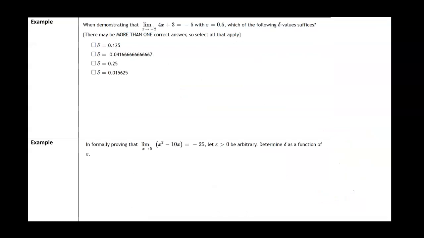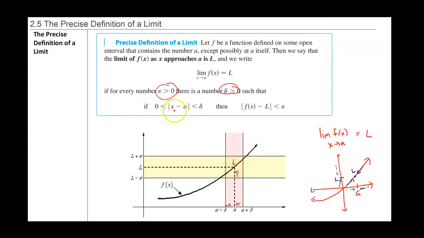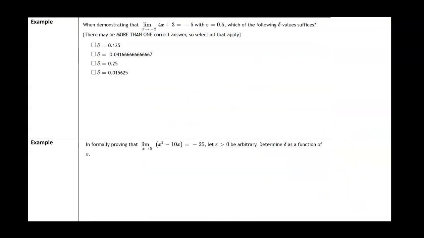Here's an example. When demonstrating that the limit of 4x plus 3 as x approaches negative 2 equals negative 5, with epsilon equals 5, which of the following delta values suffice? Now, looking at this, it looks kind of scary, like how do you even start this? But we always start with the precise definition of a limit, which says if 0 is less than the absolute value of x minus a less than delta, then the absolute value of f of x minus L is less than epsilon. So let's use that. Let's focus on this part, the x minus a. So a is going to be the value that x approaches, and our limit is going to be negative 5.